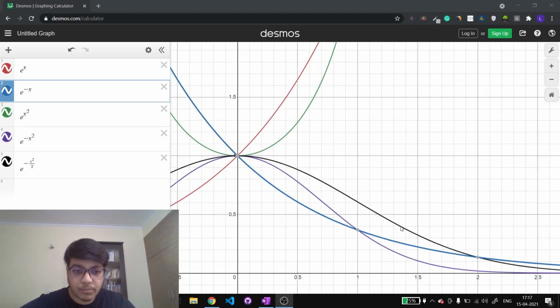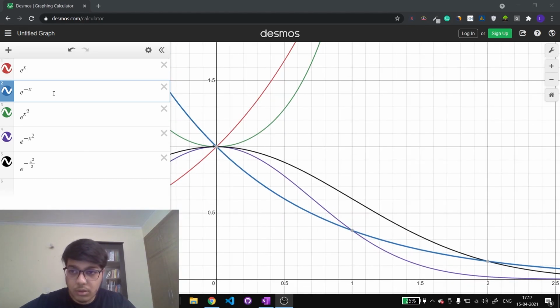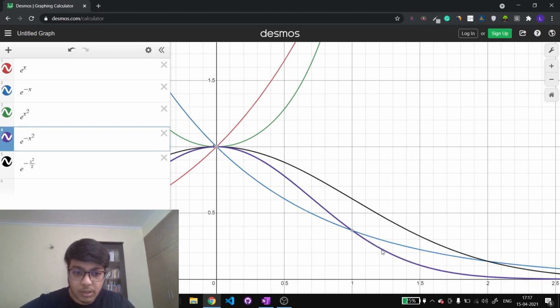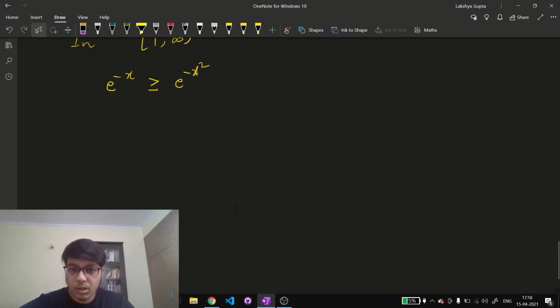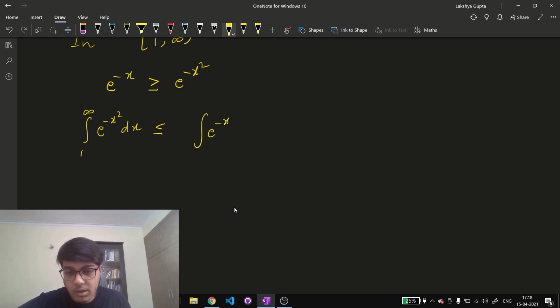Let's see, the blue graph is e raised to minus x, the purple graph is e raised to minus x square. Clearly, you can see that this is greater. So the integral of e raised to minus x square dx from 1 to infinity would be less than or equal to the integral of e raised to minus x dx from 1 to infinity, which is equal to minus e raised to minus x from 1 to infinity, which is 1 over e.